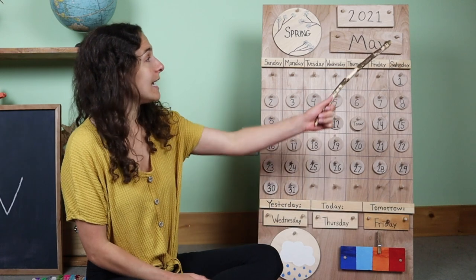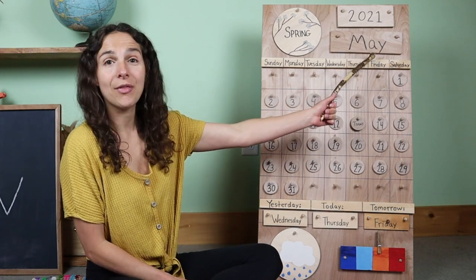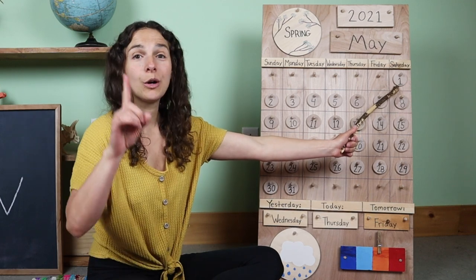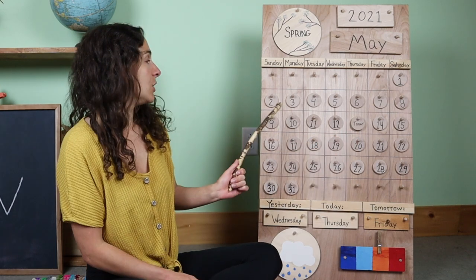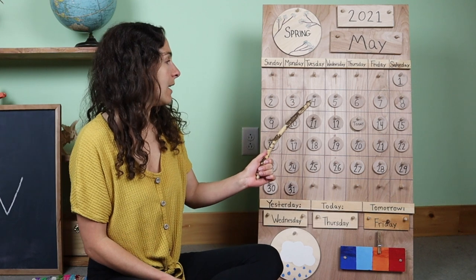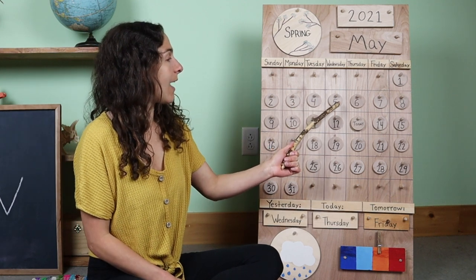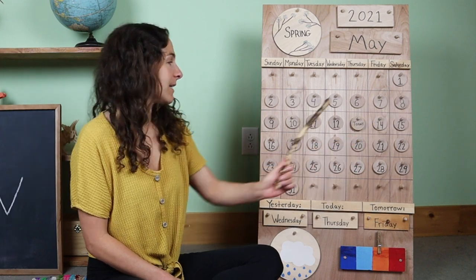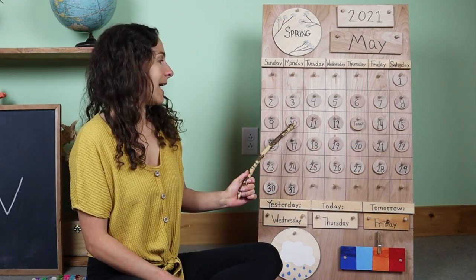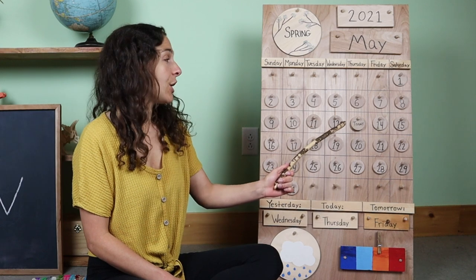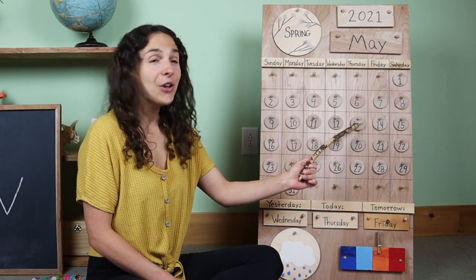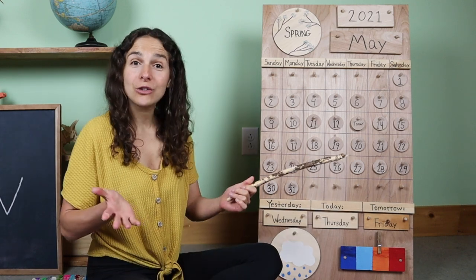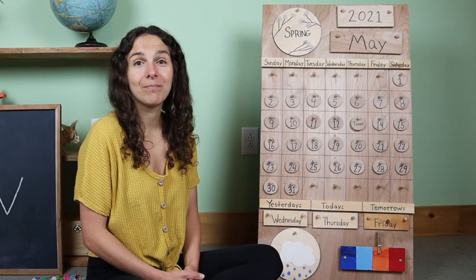Let's count all the days that we've had so far in the month of May. So at the top, we have the number 1, 2, 3, 4, 5, 6, 7, 8, 9, 10, 11, 12, 13. We have had 13 days so far in the month of May.